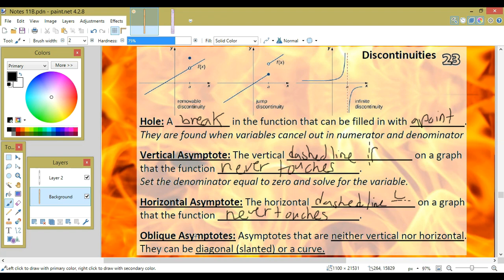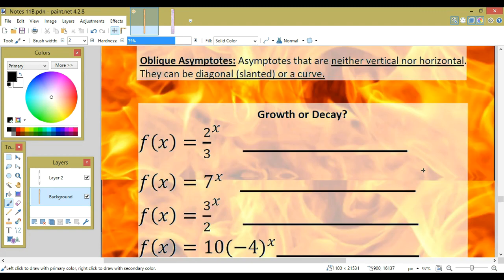Oblique asymptotes. These are asymptotes that are neither vertical nor horizontal. They could be diagonal, slanted, or a curve. You won't see oblique asymptotes until pre-calculus. Let's go on to the next page, page 24.